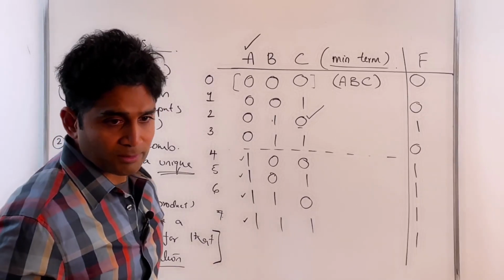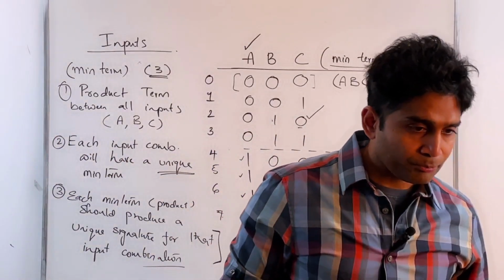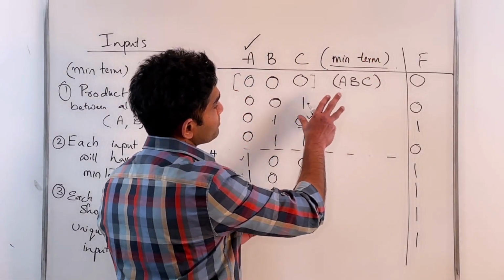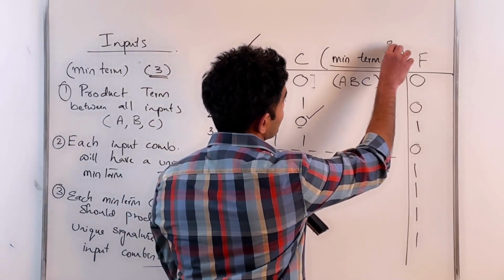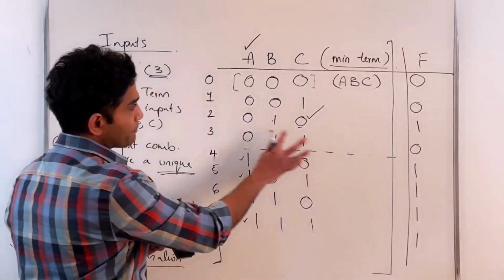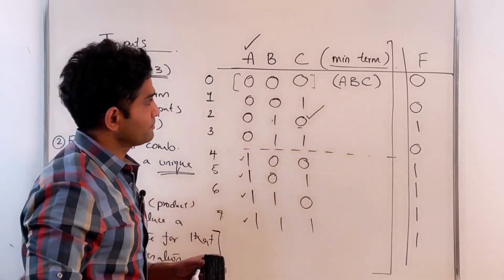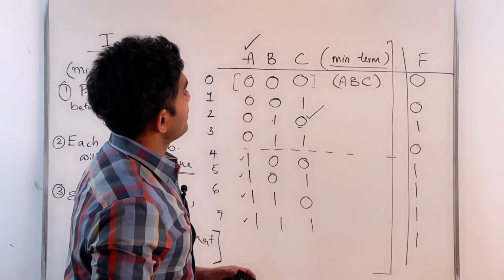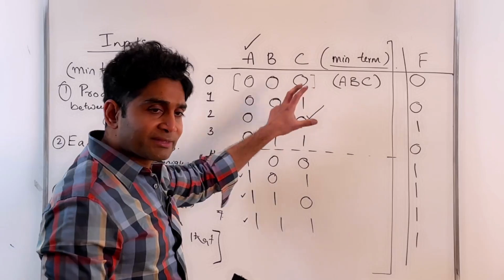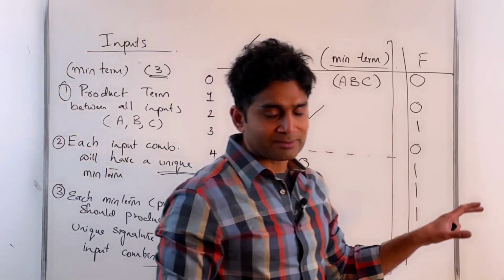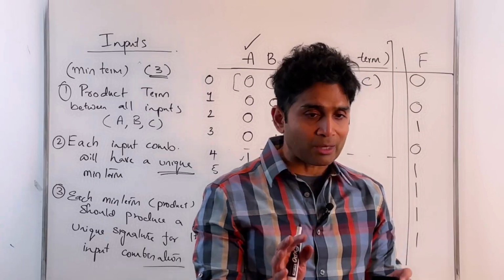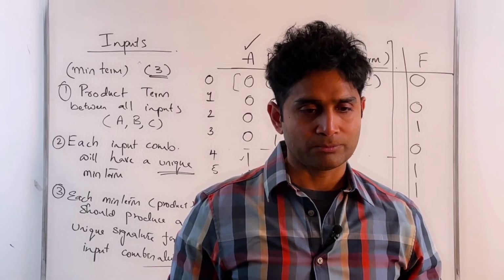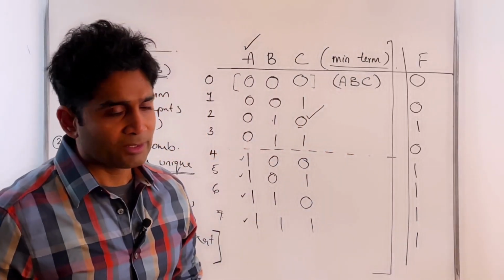Okay, that's a good question, Julia. For now, the minterms I'm writing are specific to the inputs. They don't care about the outputs. I can have another output from the same inputs, but these minterms are associated with the input combinations only. So for now, forget about the output. Even forget that the output exists for now. Okay, so that's the idea.